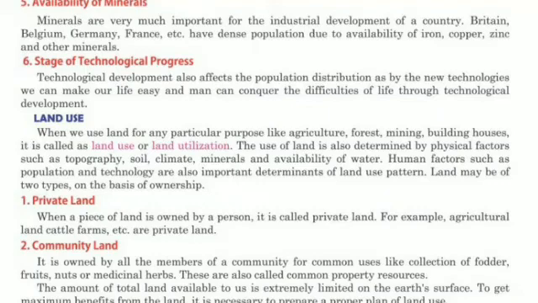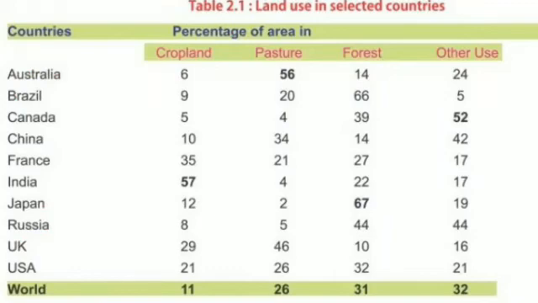When we use the land for any particular purpose like agriculture, forest, mining, building houses, it is called land use or land utilization. Human factors such as population and technology are important determinants of the land use pattern. There are two different types of land on the basis of ownership. Understood? On the basis of ownership, first is private land and second is community land.